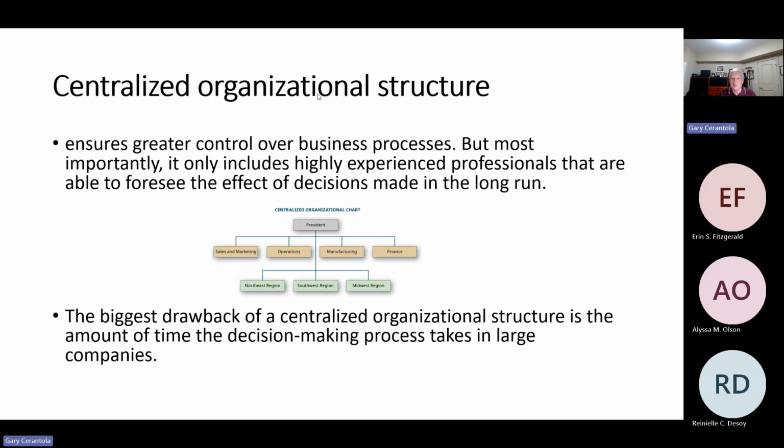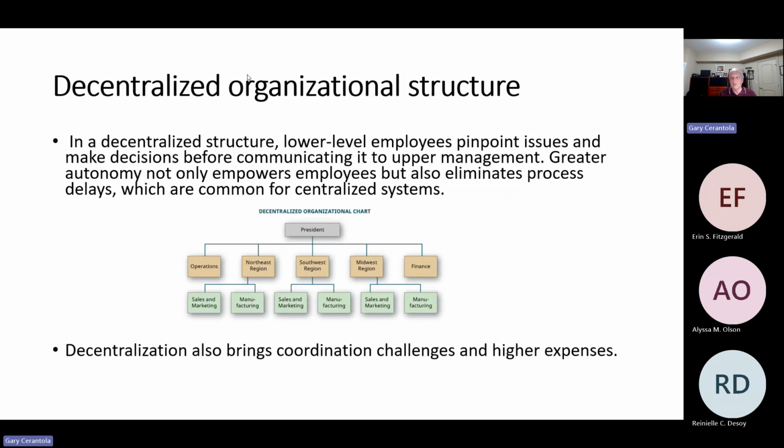But a centralized organization ensures greater control over business processes. Most importantly, it includes highly experienced professionals that place the constraints on the operations because of the knowledge of knowing what is really important to the customer. But the biggest drawback of a centralized organization is the amount of time for decision making. If you've got a very variable customer base, and it keeps on changing, well, you need to be responsive, and you can't afford the time to make those decisions. So then you need a less centralized organization where people can make decisions really at the edge of the organization. So that's where decentralized comes in.